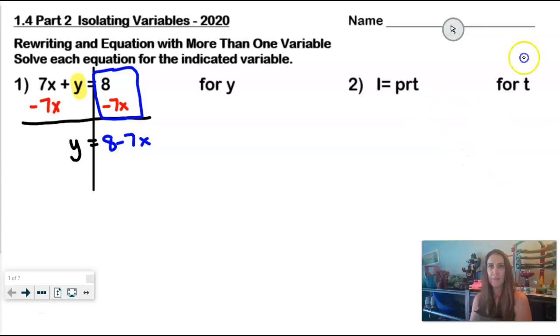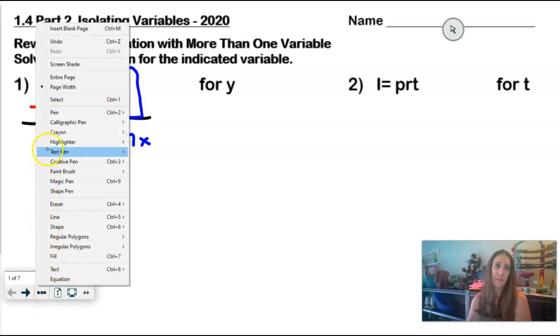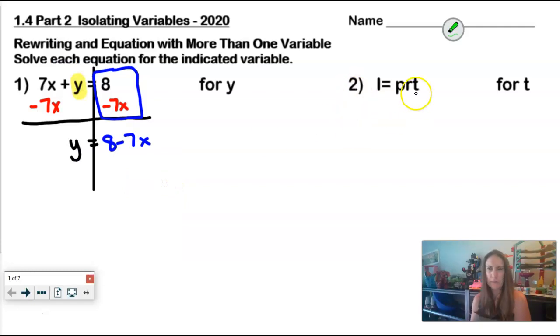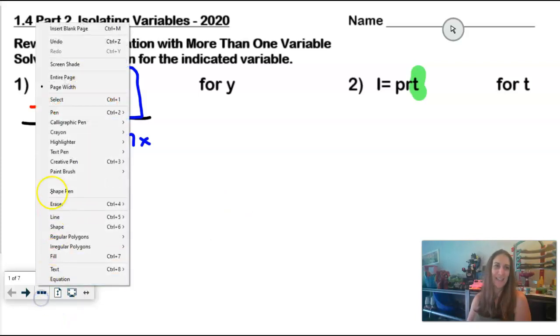All right, so we're going to be solving this interest formula, I equals P times R times T. We're solving it for T. So I'm going to use a different color highlighter. I'm trying to lock down that T. And I'm going to use that line tool again, because let's keep it consistent.